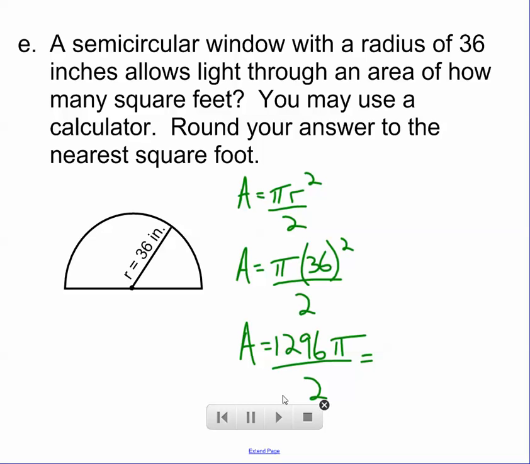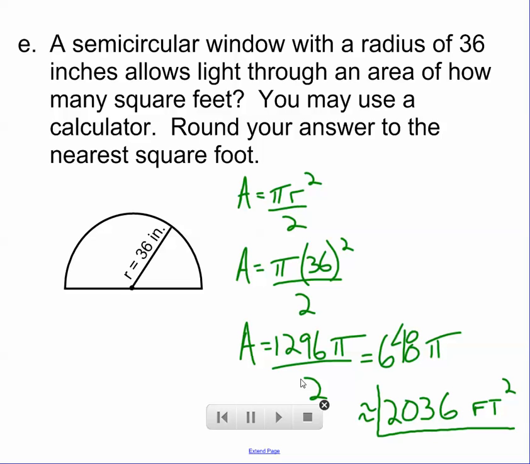1,296. That's 36 squared. 1,296 divided by 2 is 648. And then on the calculator, we'll just do 648 pi. Comes out to a huge number here. 2,036 square feet. So I just used the pi button on the calculator, 648 times pi. But they said round our answer to the nearest square foot, so I did.